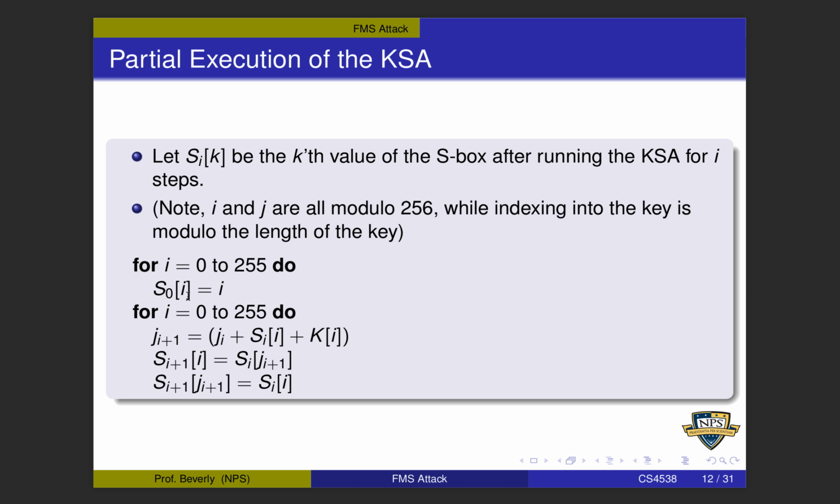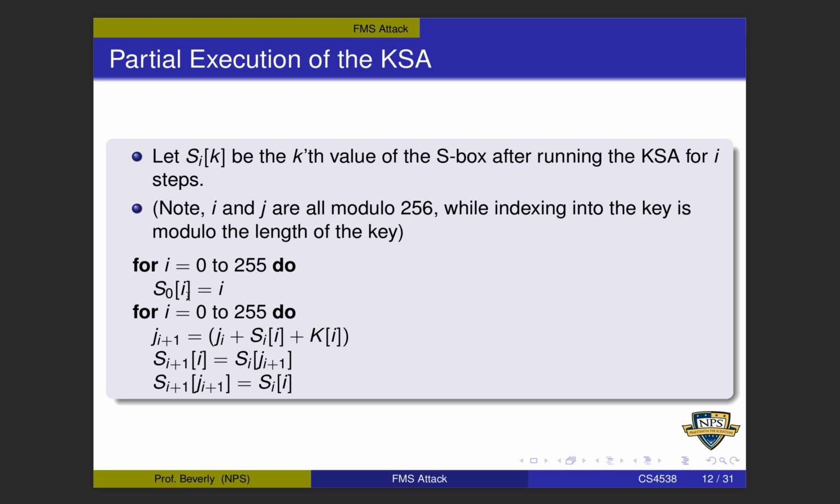So let's look at doing a partial execution of the KSA. By this we mean what we'd like to do is just run it for a couple of steps. Here, it's important to note that in the below formula, I and J are all modulo 256, while any indexes into the key are modulo the length of the key. I've kept this out just to keep the formula as simple as possible.